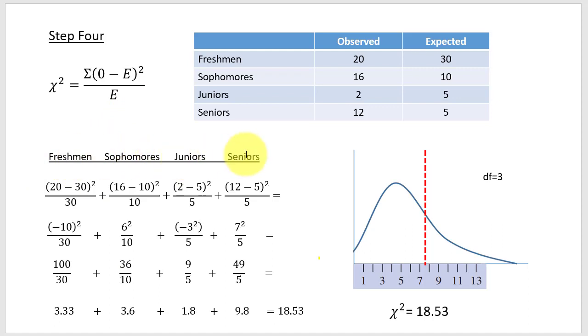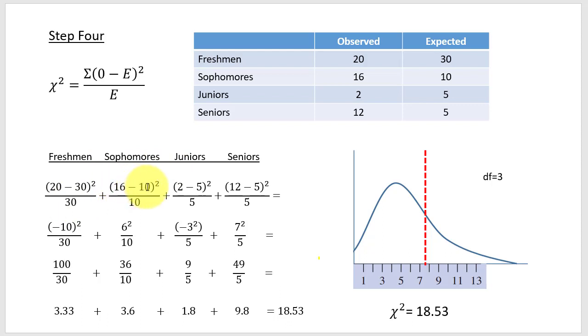So in this case, we have freshmen, sophomores, juniors, and seniors. We took the observed number of freshmen minus the expected number. We squared it and divided it by 30. We did the same thing for sophomores.